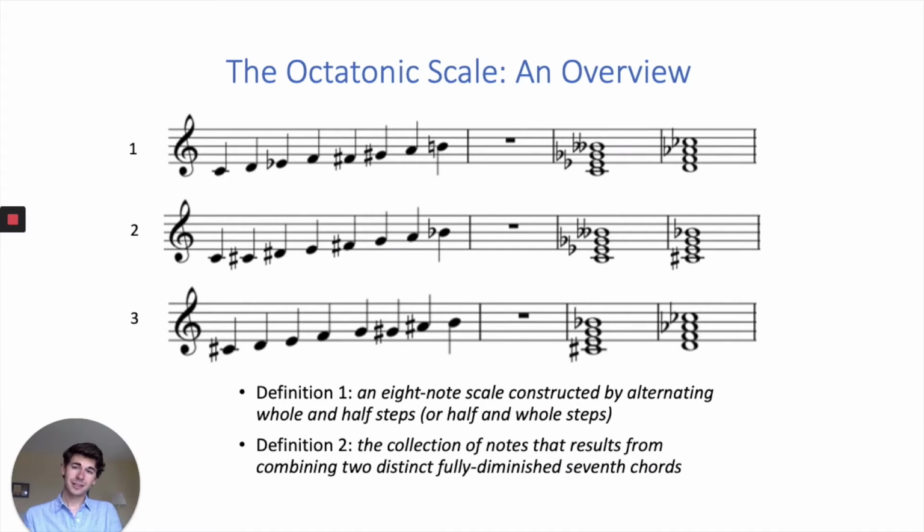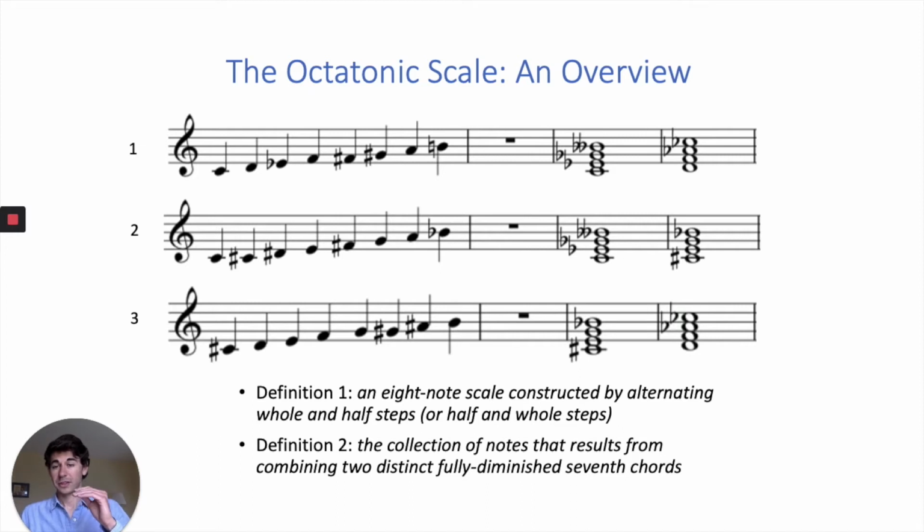The octatonic scale is something that I first encountered in music theory class at Yale. It's not at all specific to the carillon. In fact, it's most commonly associated with Igor Stravinsky, and a lot of Russian composers in the 19th and 20th century used it. The idea is basically to alternate whole and half steps until you get back to the octave.